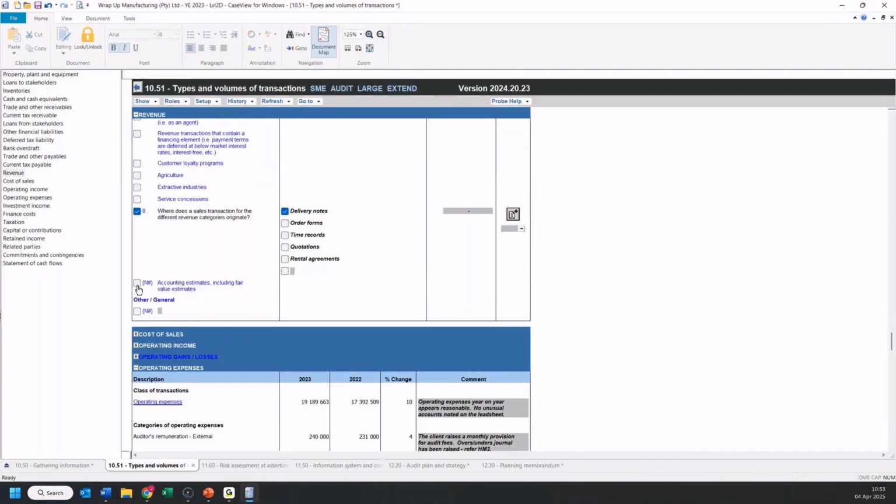Then you can, if it is relevant, say that this client also has accounting estimates, including fair value estimates. So if that is the case, that could also appear. All right, now I need to actually show you something which I remember now that I forgot to open my second Caseware file. So what I'm quickly going to do is I've got a screenshot of this, and maybe that's even better, to just show you the screenshot.